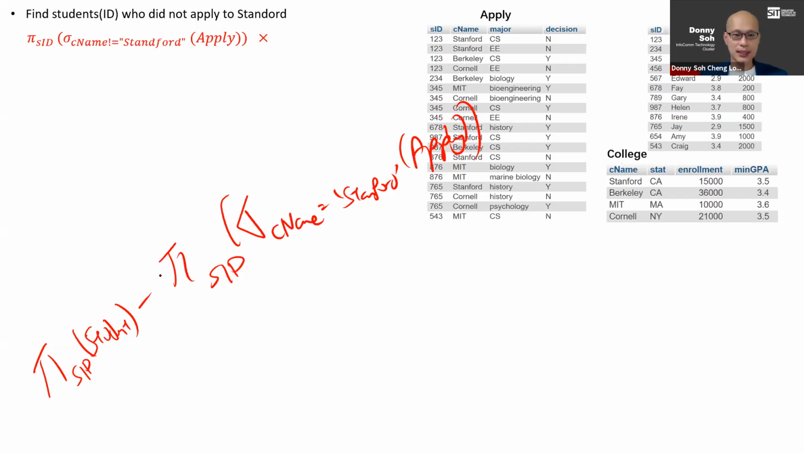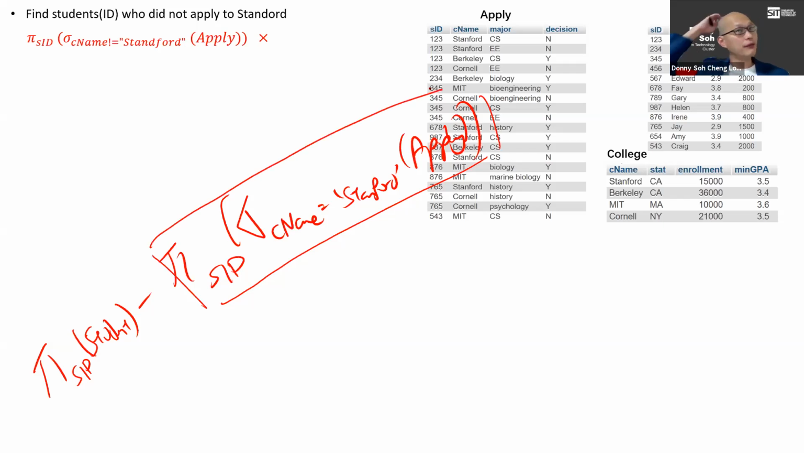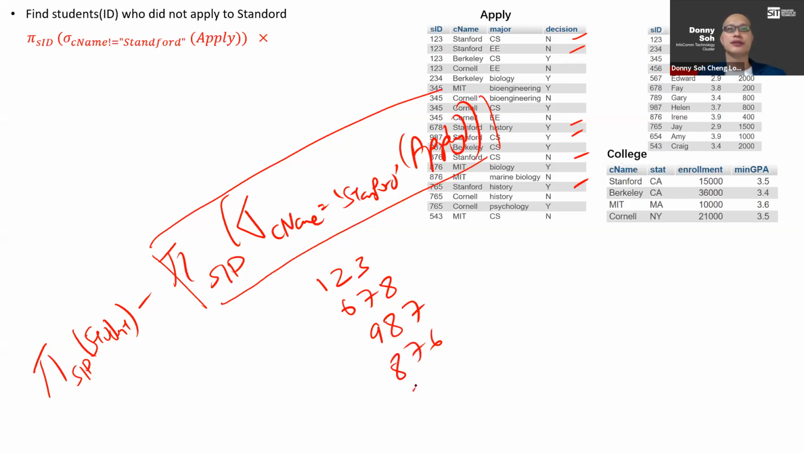subtraction. Okay, there are a few things you want to notice here. The first thing is this is the SIDs that applied for Stanford. So if I were to run this, I'm going to get 1, 2, 3, 6, 7, 8, 9, 8, 7, 8, 7, 6, and 7, 6, 5.